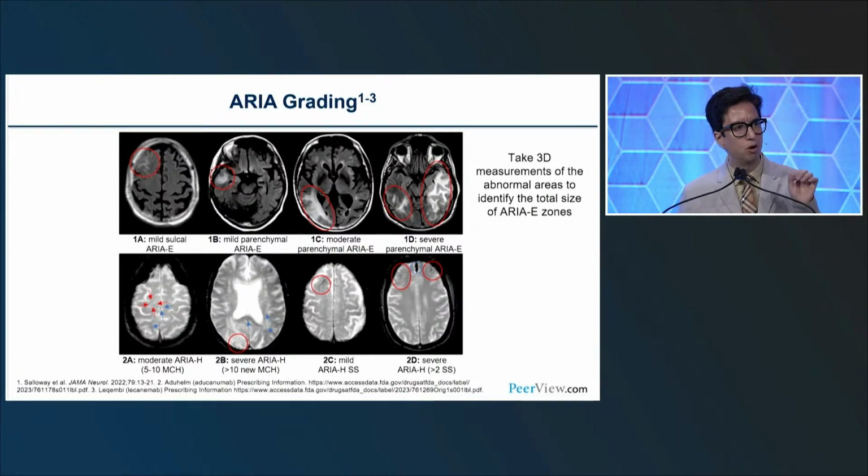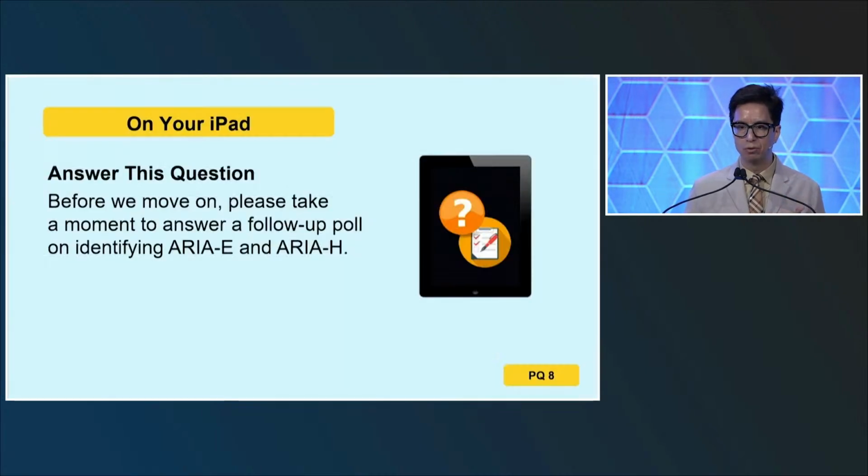They can be very small. And the siderosis can be as small as an eyelash. So it's really important to scrutinize the images very carefully in order to look for these. And again, if you can use reformats for volumetric acquisitions, that'll be helpful as well.